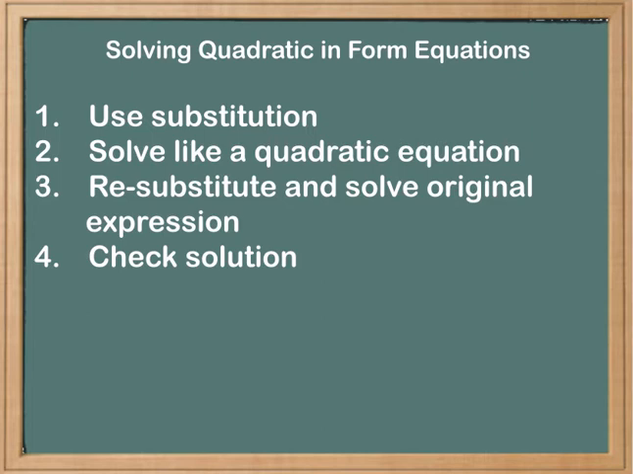So the first thing we're going to do is use substitution. We're going to replace something using substitution to make it look more familiar to us. After we do that, we're going to solve it just like we have been, with factoring, square roots, etc. Once we solve like it's a quadratic, we resubstitute the original value and find out what the actual solution is. In step 4, of course, you're welcome to check your solutions.